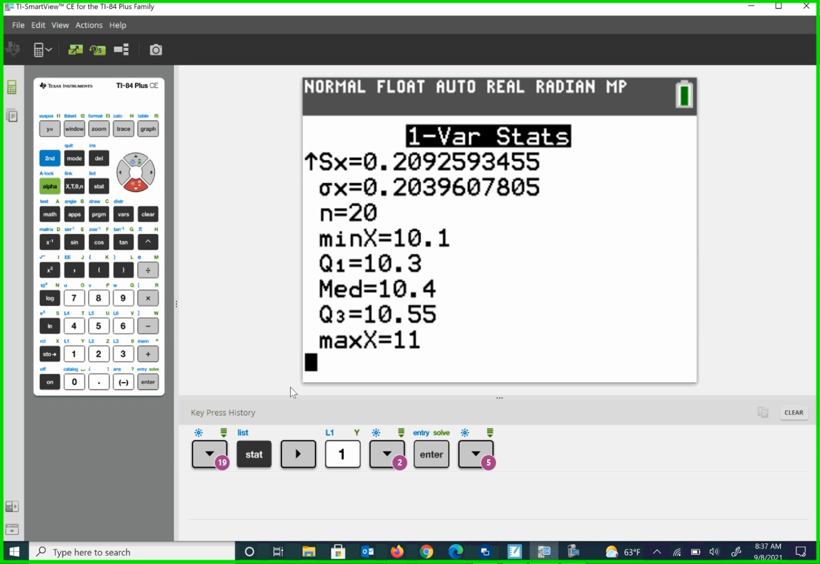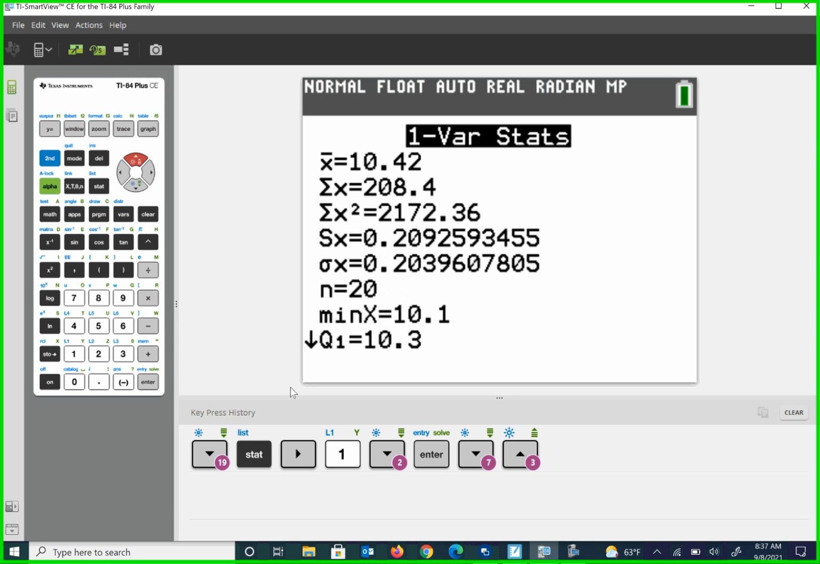And then the standard deviation, this will show it as well. So you want to use the Sx standard deviation because it's a sample. So your standard deviation is roughly 0.21. I think 2 decimals is fine to round it to, unless it says round it to 3. Don't use the other standard deviation because that's the entire population.